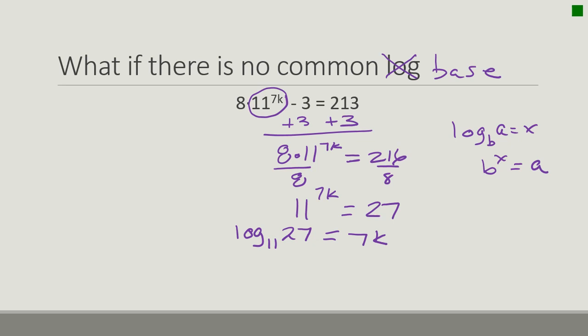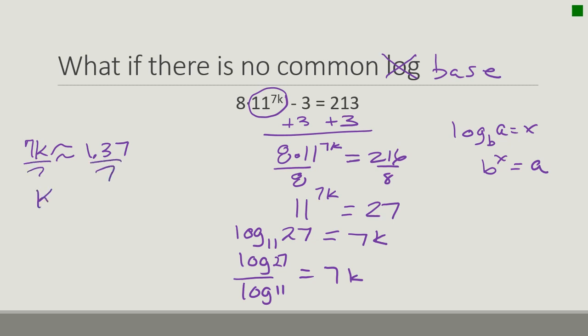So what I can do then is use the change of base to get an estimation of what this is. So log 27 divided by log 11 gives me approximately 1.37, and then I can divide that by 7, and I'm going to get k to be approximately 0.20, or 2/10, when I round to the nearest hundredth.